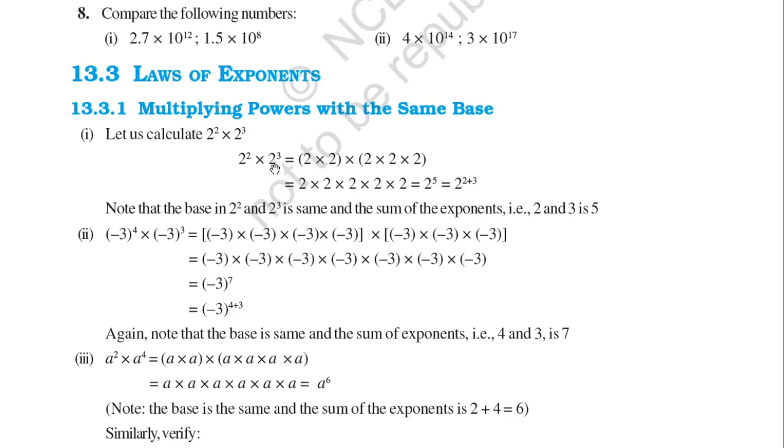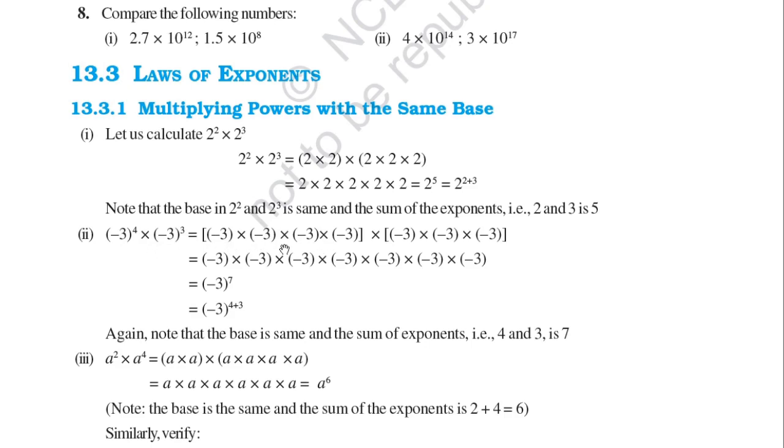If you write it out, 2 to the power 2 can be written as 2 into 2, and 2 to the power 3 can be written as 2 into 2 into 2. When you see this, it is 2 to the power 5, that is 2 plus 3 in the power. Note that the base of 2 to the power 3 and 2 to the power 2 is the same, and the sum of the exponents 2 and 3 is 5. Here also the bases are the same, and the powers are 4 and 3, so you can add this. If you write it in the longer way, you can do that also.